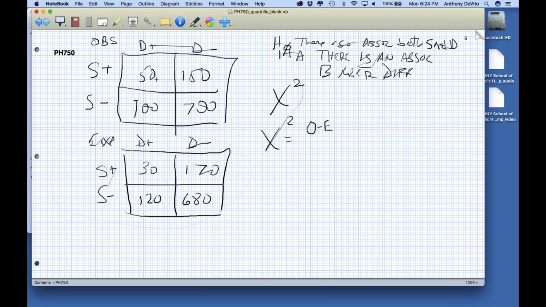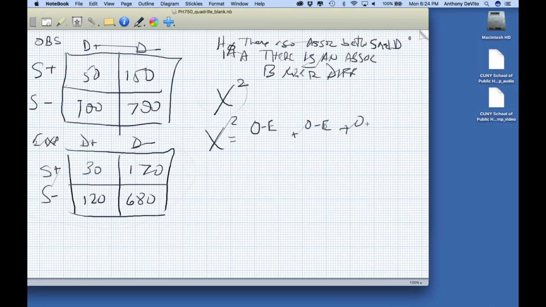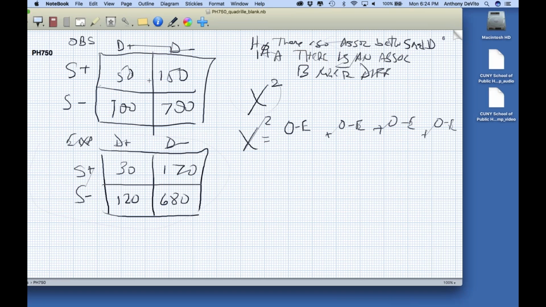So let's see, that's going to be 50 minus 30. And I'm going to do that for each one of these boxes. Observed minus expected, plus observed minus expected, and I'm going to add up all the differences. I'm going to do that for each one of these boxes. 50 minus 30 is 20. 100 minus 120 is minus 20. 150 minus 170 is plus 20.